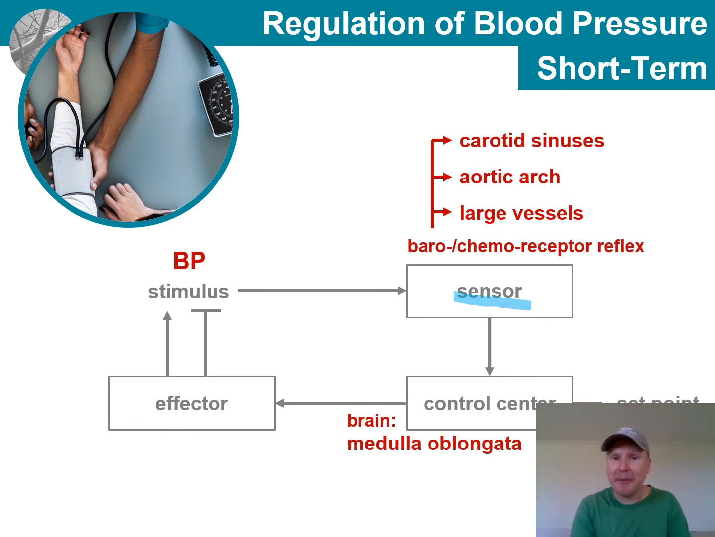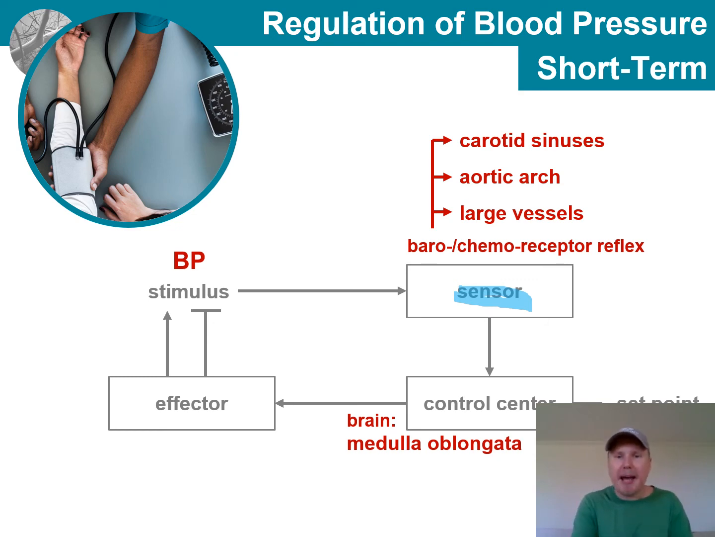So we have receptors or sensors at the carotid sinuses. These are slightly dilated areas where the common carotid artery divides in the neck. And then we have receptors at the aortic arch, and finally at the large arteries, especially at the neck and thorax. Note that we also have chemoreceptors that regulate the blood chemistry, such as the carbon dioxide concentration, oxygen saturation, and blood pH. These receptors are located at the aortic arch, large arteries of the neck.